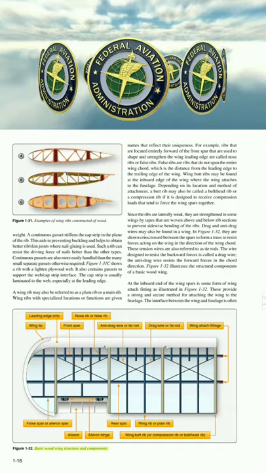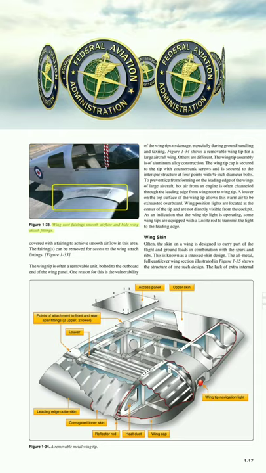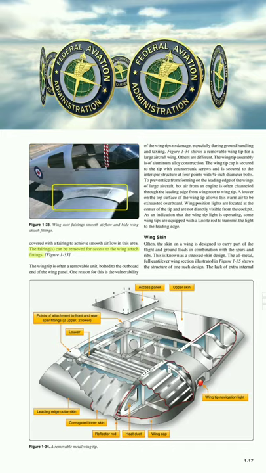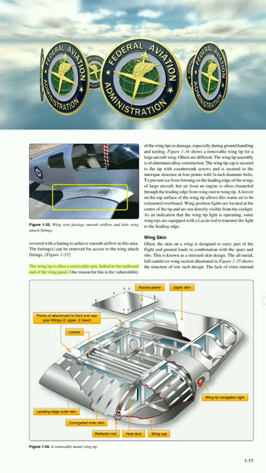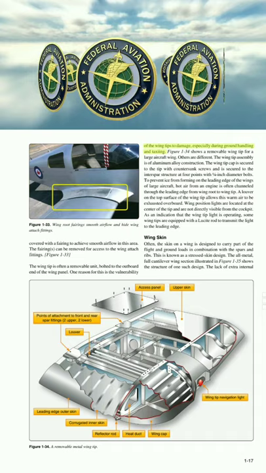Figure 133. Wing root fairing, smooth airflow and tight wing attach fittings. The wing attach fittings are covered with a fairing to achieve smooth airflow in this area. The fairing can be removed for access to the wing attach fittings. The wing tip is often a removable unit, bolted to the outboard end of the wing panel. One reason for this is the vulnerability of the wing tips to damage, especially during ground handling and taxiing.